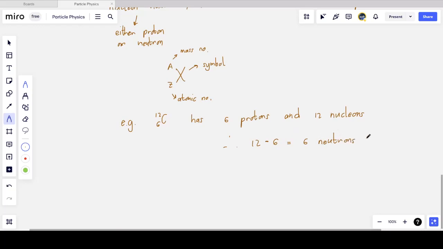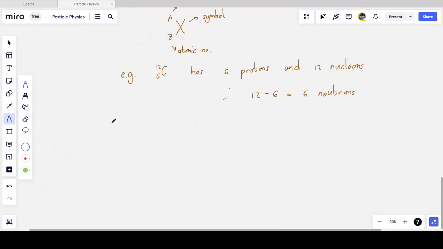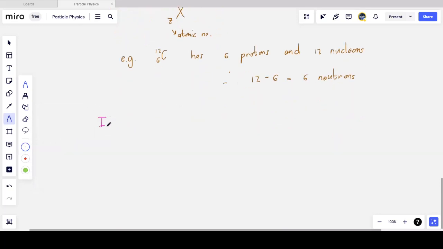So this atom has as many protons as it has neutrons. Is it always the case that the number of protons and neutrons will be the same? Well, no. Atoms that have different numbers of protons and neutrons are called isotopes. Isotopes of the same element have the same number of protons, but varying numbers of neutrons. So an isotope is defined as any atom of an element that has the same number of protons, but a varying number of neutrons.